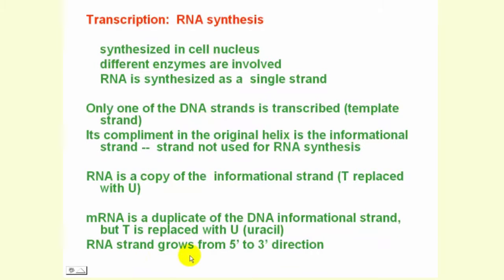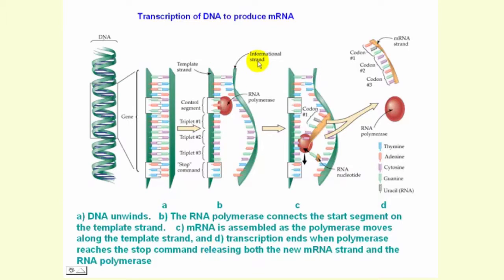The RNA strand grows from the 5' to the 3' direction. So let's take a look at this. In the transcription process, it begins when RNA polymerase recognizes a control segment in the DNA that precedes the nucleotides to be transcribed. The genetic code relies on triplets of consecutive bases. Basically, we call those codons. We'll talk about those in a minute. The triplets carried by messenger RNA code for amino acids that are then assembled into the proteins.